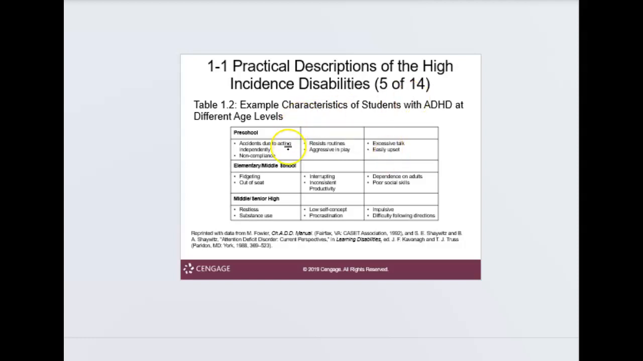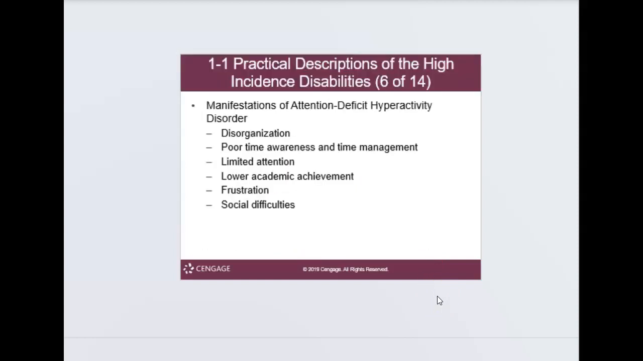Okay, so here are some practical descriptions of the high incidence disabilities. So, ADHD at different age levels. Okay, so preschool, here are some characteristics, elementary, middle school, and middle or high school. Just notice how those descriptions differ as students get older. So then thinking about ADHD still, again, disorganization.